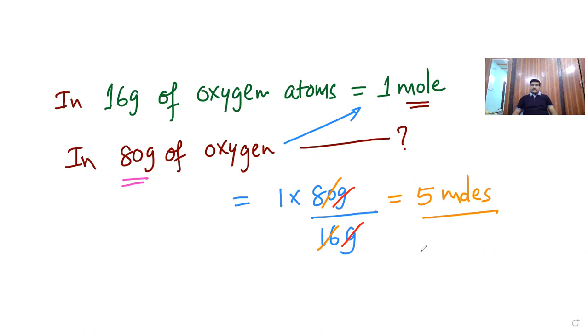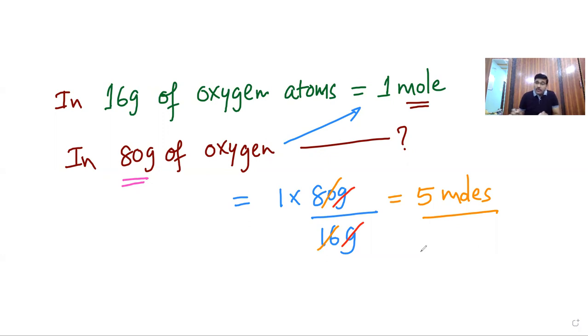Okay. 16 grams of oxygen mass is equivalent to 1 mole. The question asks, 80 grams of oxygen will be equivalent to how many moles? So in 16 grams, if it is 1 mole, in the 80 grams, how many moles? Just cross multiply, divide by 16. It will give 5 moles. Number of moles present in the 80 grams of oxygen is 5 moles. Is it clear? A simple question.